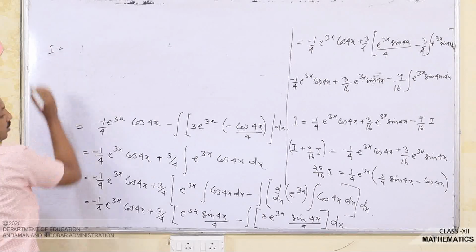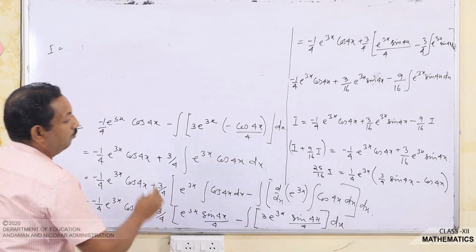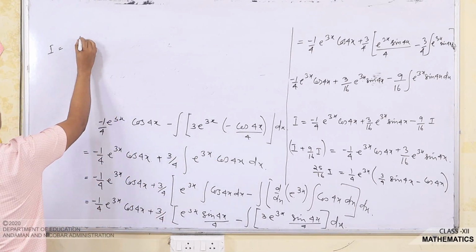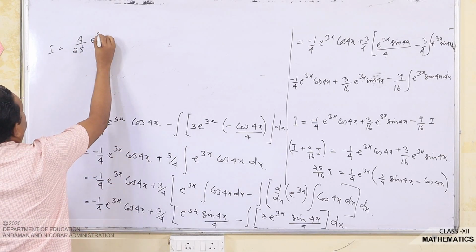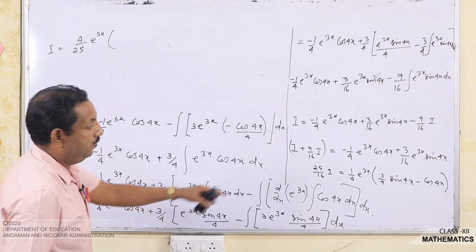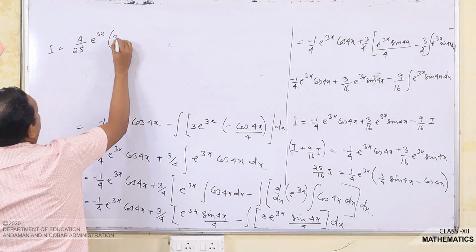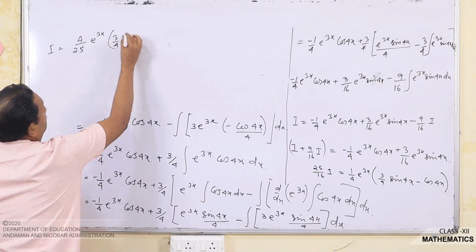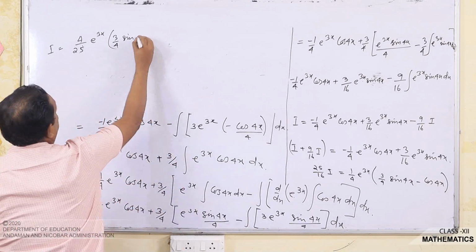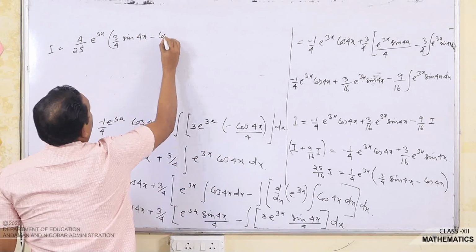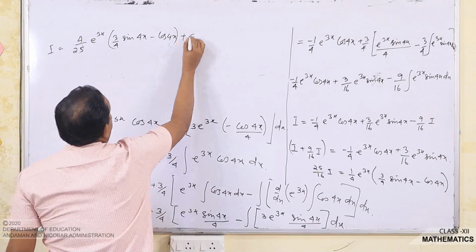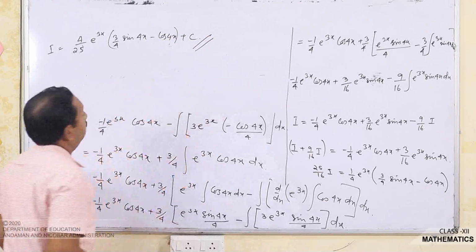I is equal to 4 upon 25 e power 3x times of 3 by 4 times of sin 4x minus of cos 4x plus c. So, this is the final answer.